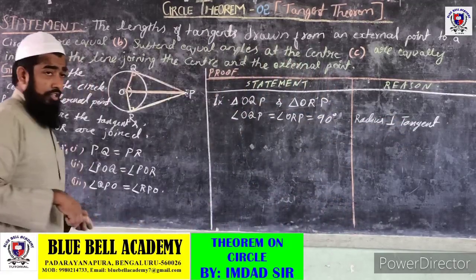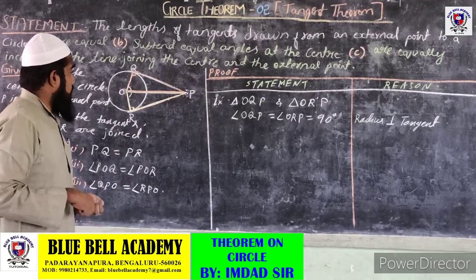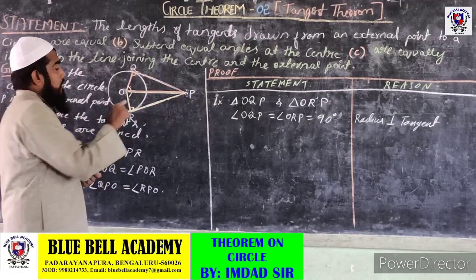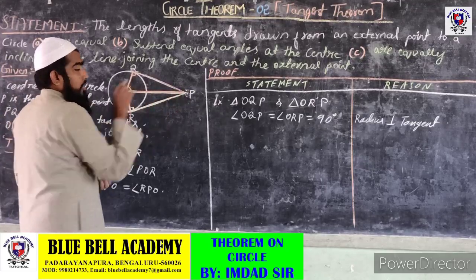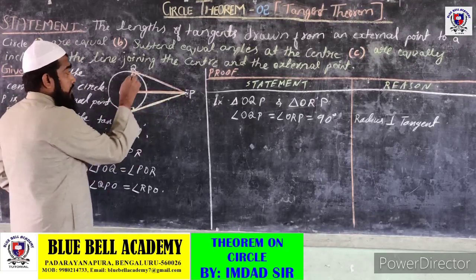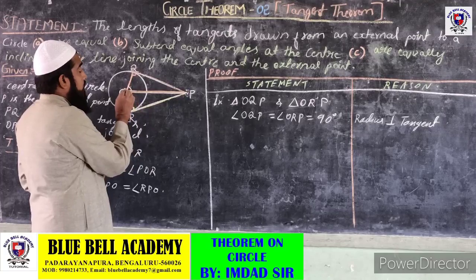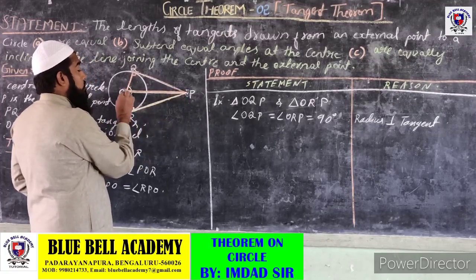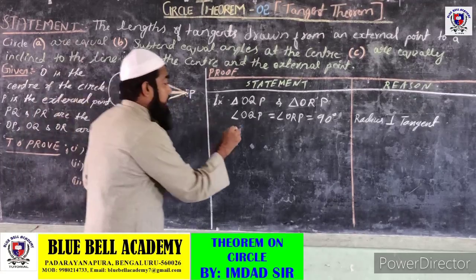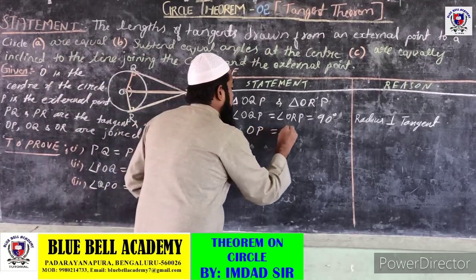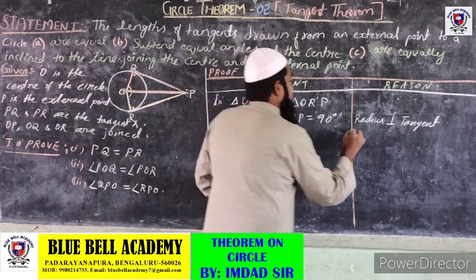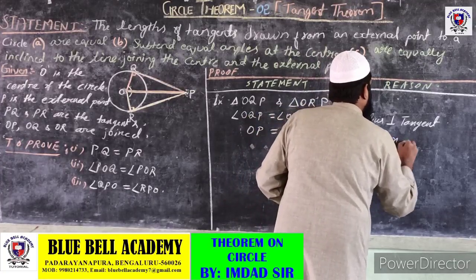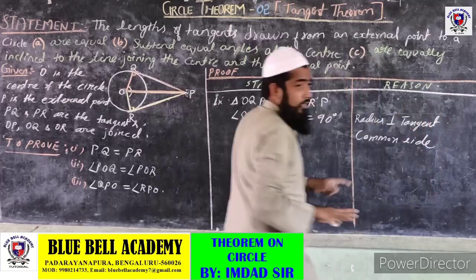Now the second observation. What are we observing? In both the triangles this line OP is present. If you see in this orange color triangle the line OP is there, and this yellow color triangle also has the same line OP. So I can say OP is equal to OP. This is a common side, the side which is present in both the triangles.